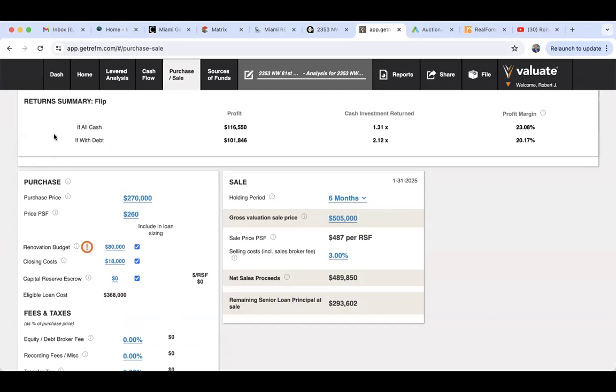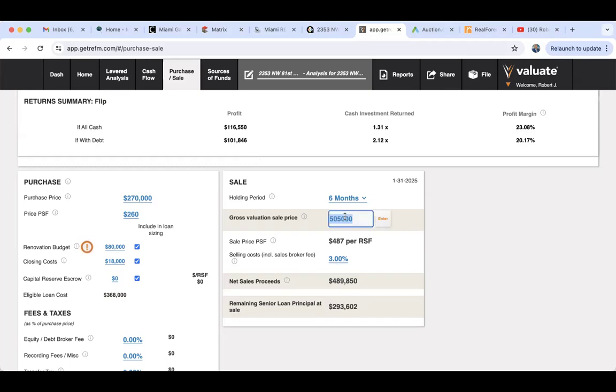We're looking at an all cash profit of $116,550, and that's a 23% profit margin. If you finance, right, if you take that hard money loan out, then you're looking at $101,000 profit, or a 20% profit margin. And that, of course, is if we sell it at 505.